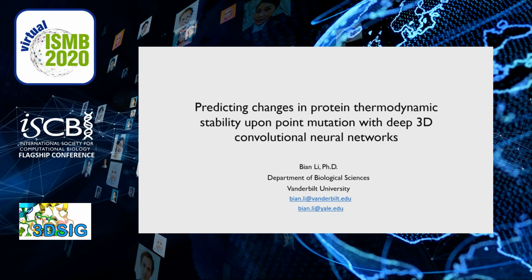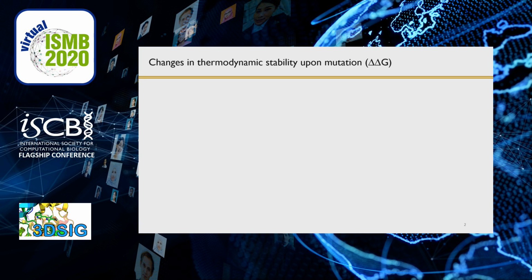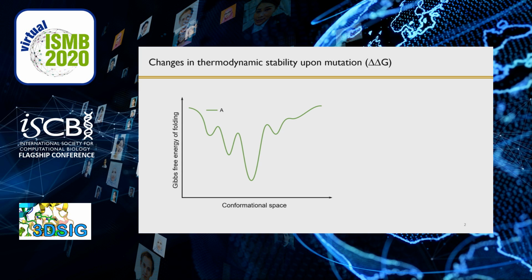The title of my talk is Predicting Changes in Protein Thermodynamic Stability Upon Point Mutation with Deep 3D Convolutional Neural Networks. The thermodynamic stability of a protein, often quantified by the Gibbs free energy of folding, is a fundamental physical property of proteins. It is determined by the intricate biophysical interactions between residues within the protein and the interaction of the protein with its surrounding environment.